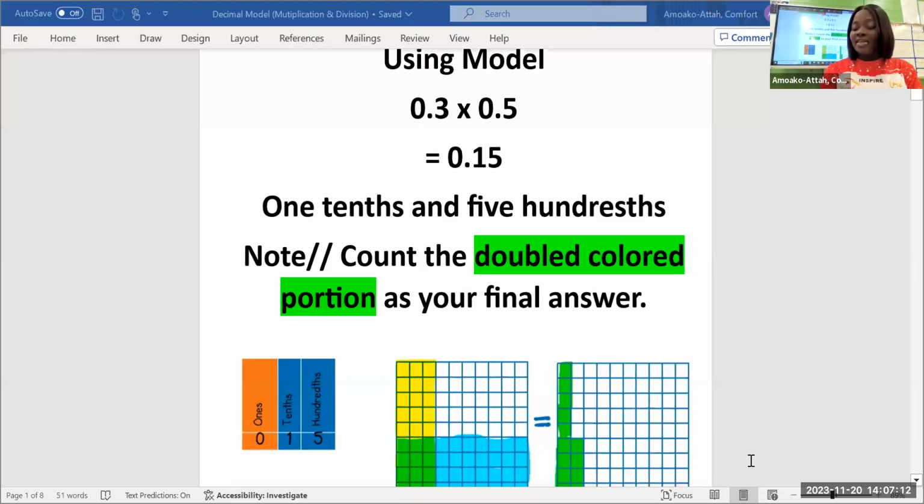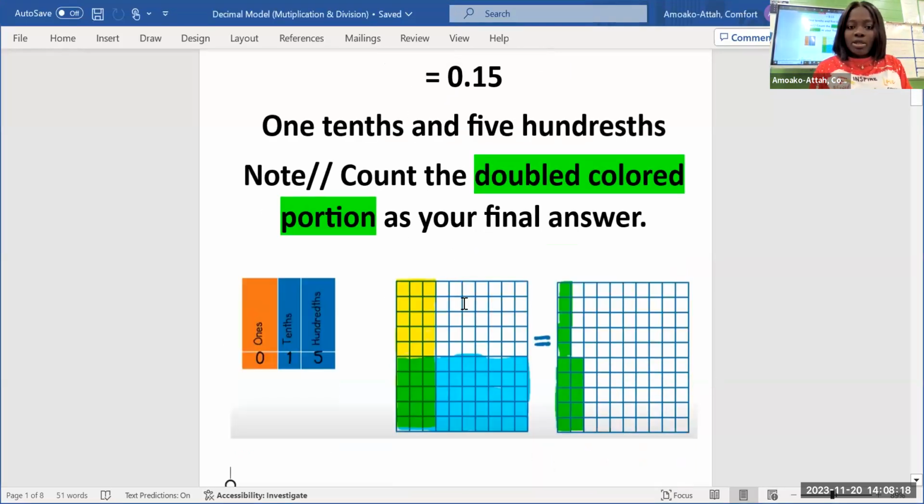So the first problem I had here is 3 tenths times 5 tenths. So how do we use a model to multiply this? All right, so let's continue. So there's 3 tenths times 5 tenths, right? Good. So first, this is my model.